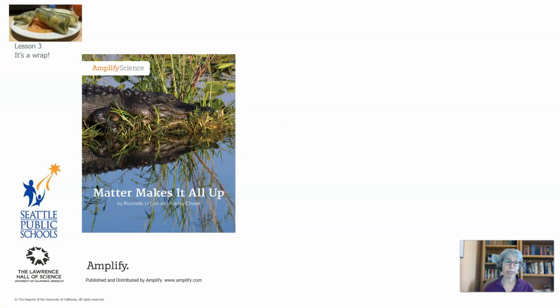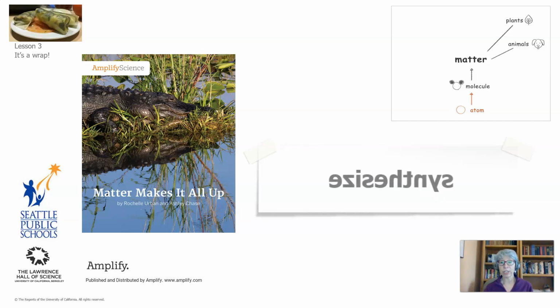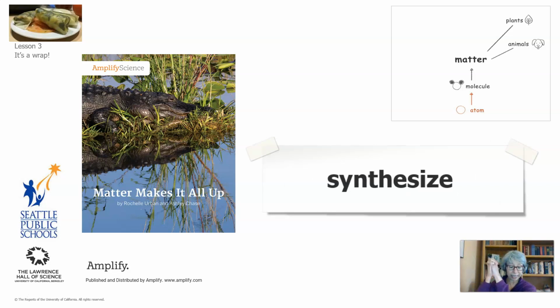Lesson 3's wrap. We looked at the book, Matter Makes It All Up, and we wanted to find out how animals grow. We learned from the book and the reading that everything is made up of matter, and that all matter is made up of molecules and atoms that are too small to be seen. We took these ideas together and we synthesized them. We knitted these ideas together. We learned that animals are made of matter. They grow by eating food, which is also made of matter.